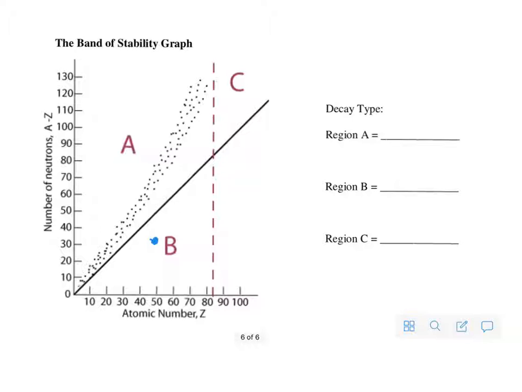If an atom's neutron to proton ratio puts it in region B here, the easiest way to get into the band of stability would be to take this path. And that would be a decrease in the number of protons at the same time that neutrons are increasing. That's the exact opposite of what we had for a beta particle. That's called an electron capture.